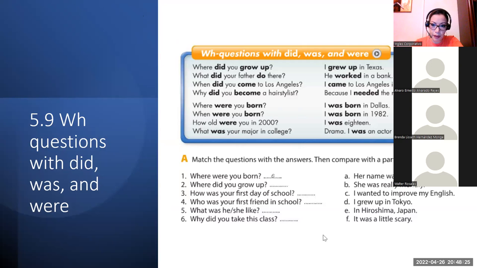Any questions about this exercise? Improve, teacher, ¿qué significa? Improve. Mejorar. Es como decir, yo quería mejorar mi inglés. I wanted to improve my English. Any other question?